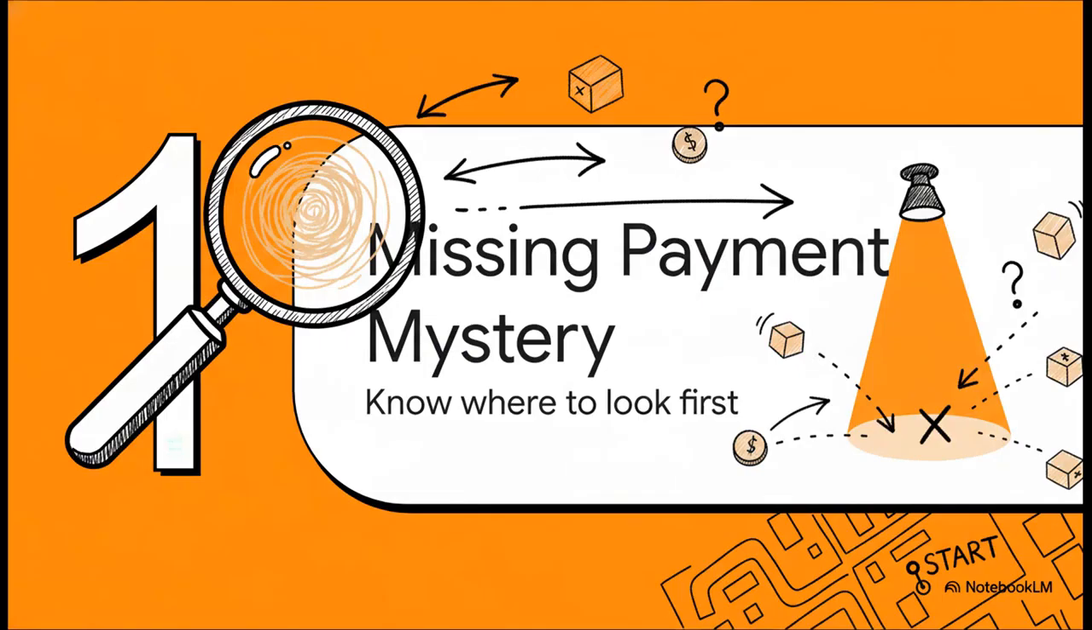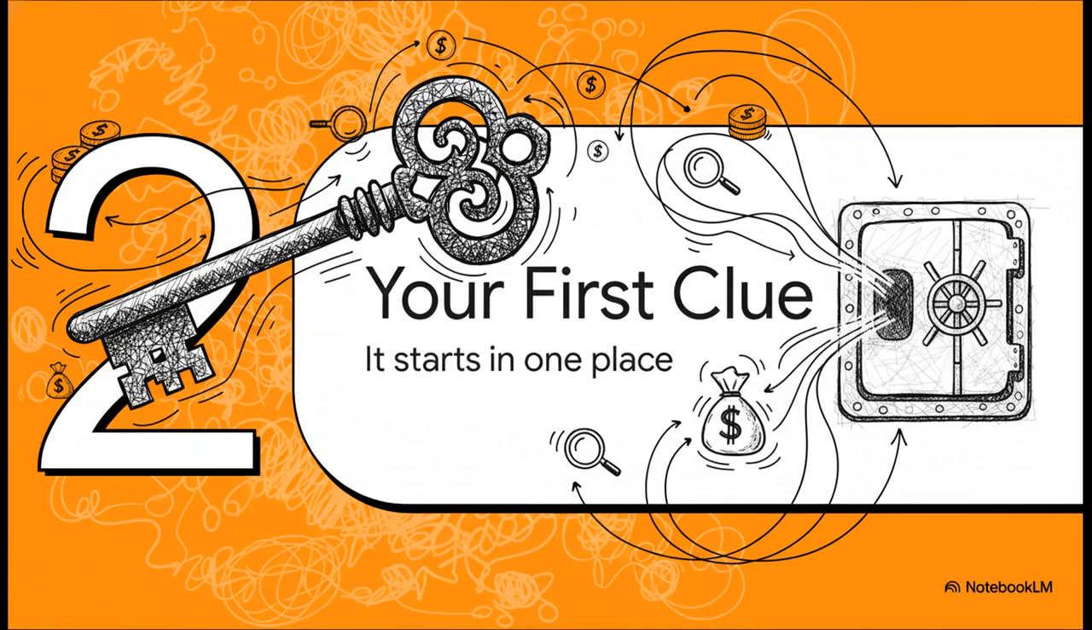All right, first up, the missing payment mystery. You know that feeling when a payment just seems to vanish into thin air? Well, it's not really a mystery if you know where to look first. The secret isn't about digging through a dozen different reports. It's all about knowing the one single place to start your search. And that one place, your absolute master key, is the transactions view.